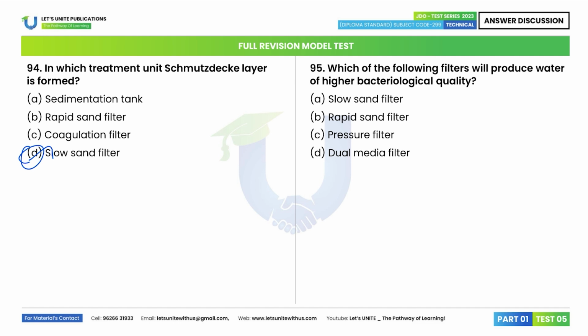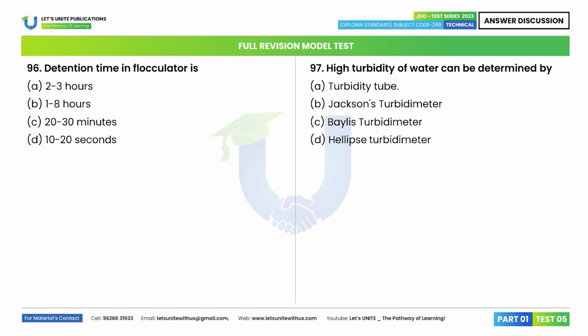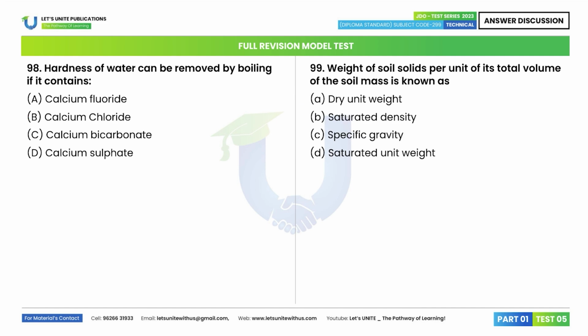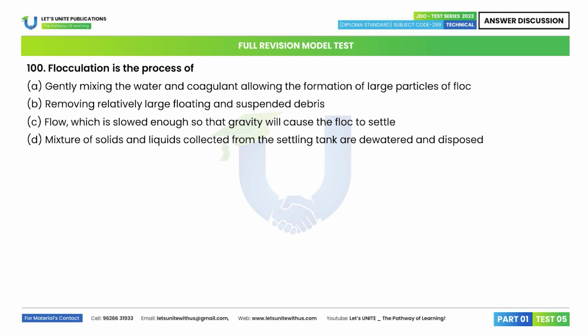95th question. Which of the following filters will produce water of higher bacteriological quality? Slow sand filter. Option A. 96th question. Detention time in flocculator is 20 to 30 minutes. Option C. 97th question. High turbidity of water can be determined by Jackson's turbidity meter. Option B. 98th question. Hardness of water can be removed by boiling if it contains calcium bicarbonate. Option C. 99th question. Weight of solids per unit of its total volume of the soil mass is known as dry unit weight. Option E. 100th question. Flocculation is the process of gently mixing the water and coagulant, allowing the formation of large particles of floc. Option E is the correct answer.